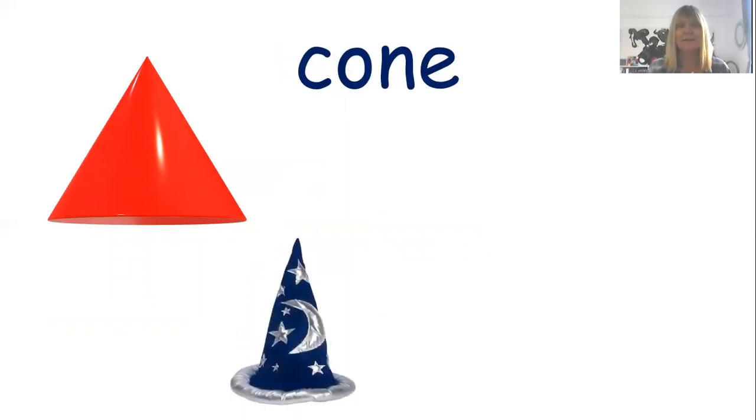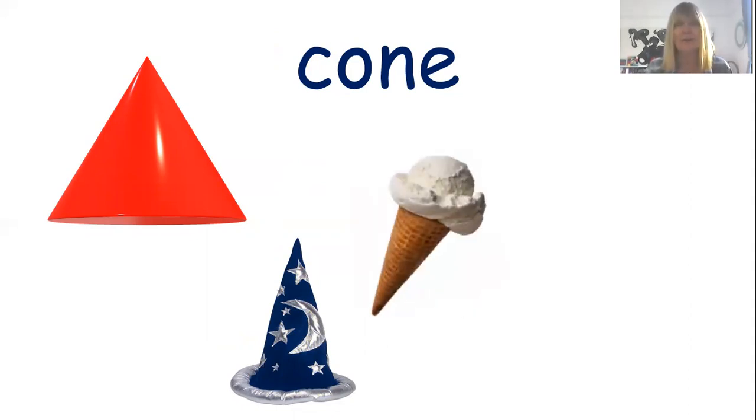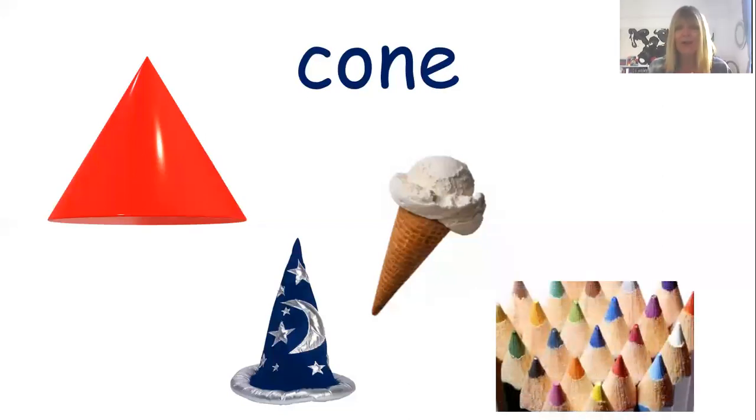Let's think about, where would we find cones in our homes or out and about? Well, here's an idea. On Halloween, you might find someone wearing a wizard's hat, and a wizard's hat is a cone shape. Now, my favourite kind of cone, an ice cream cone. And as you can see, the base, made of biscuit, is the cone. And there's a sort of sphere of ice cream on the top. So, yum, yum. Lastly, a set of pencils, colouring pencils. And look at how each end is a cone.